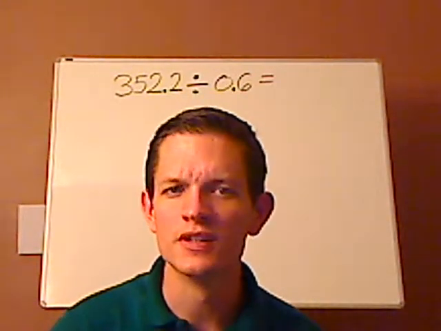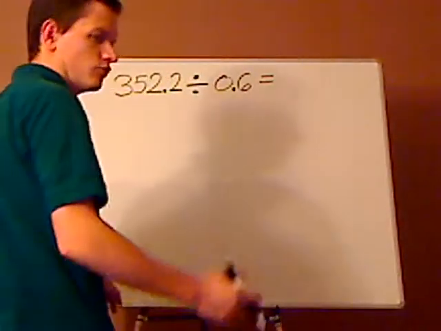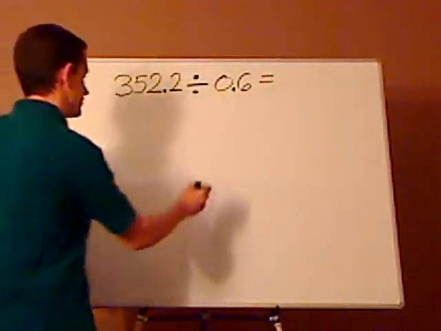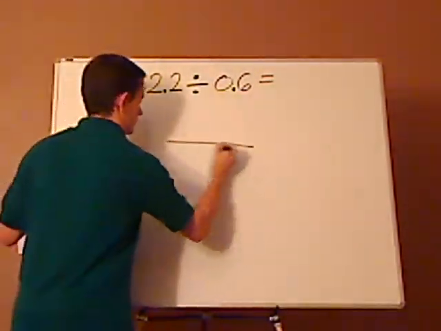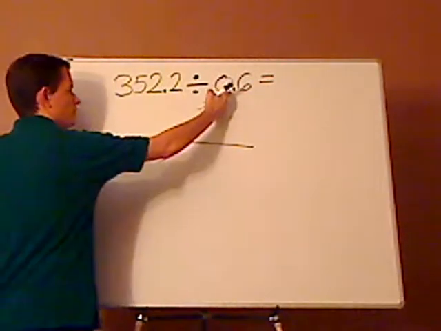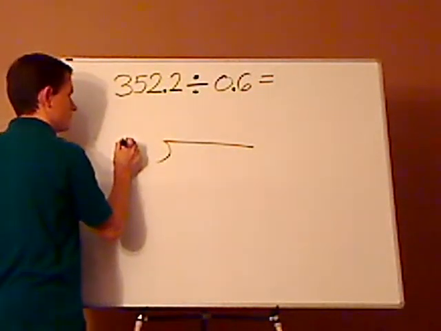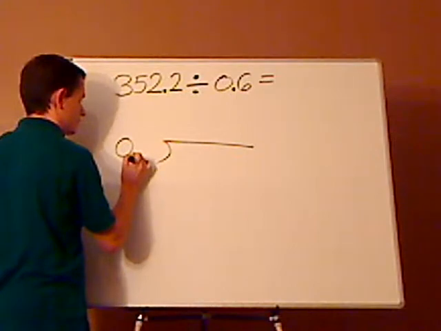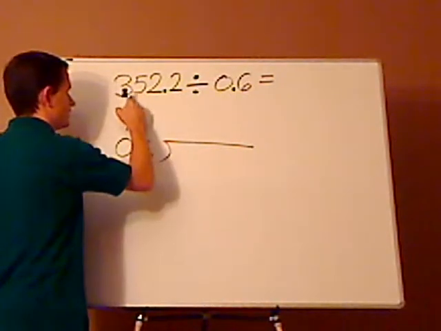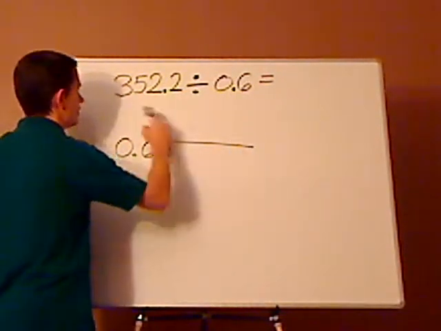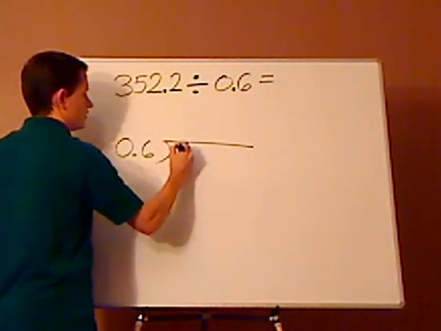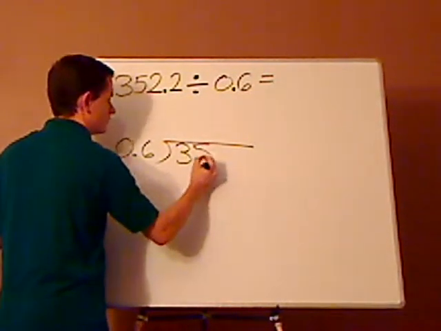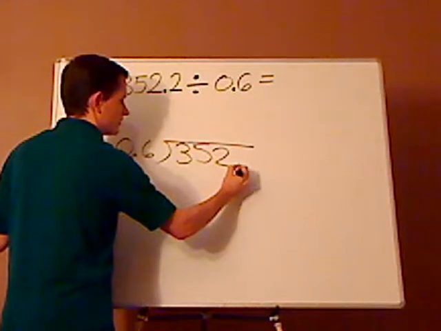Alright, when you're dividing decimals, you want to set it up like this. You put the divisor, which is 6 tenths, on the outside, and underneath the bar, you put 352, which is the dividend.